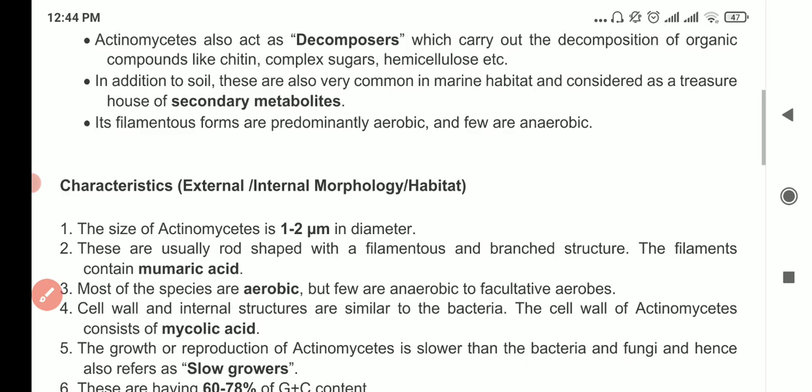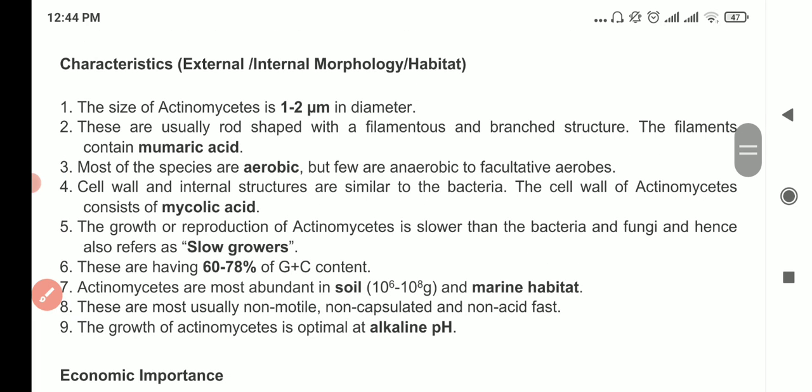Okay, then let's look at the external and internal morphology as well as the habitat. Their external morphology: the size is 1 to 2 micrometers in diameter. They are rod-shaped with a filament and branch structure, and the filaments contain muramic acid. They are mostly aerobic, meaning they need oxygen because they are in soil and grass and trees and all, no? But there are a few which are anaerobic and a few are facultative.